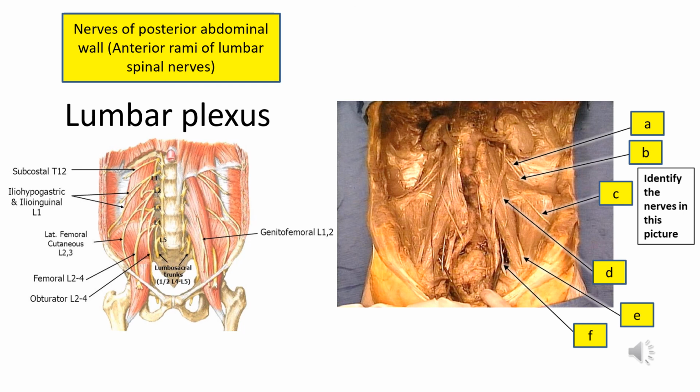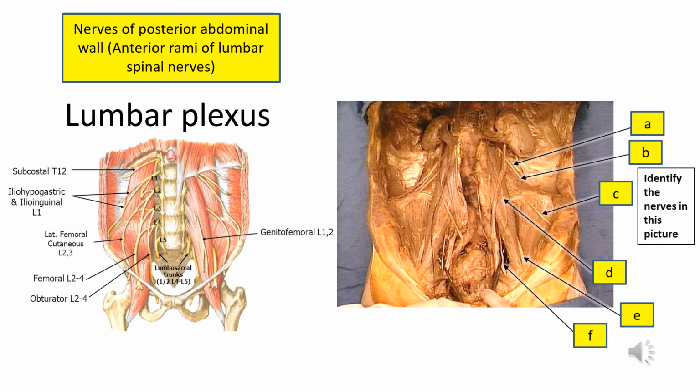I don't have a special mnemonic to memorize the nerves, but there are a few tips to help you memorize them. For example, iliohypogastric and ilioinguinal. The word hypogastric starts with H and inguinal starts with I. So, in alphabetical order, iliohypogastric comes before, or superior to, the ilioinguinal. You can also identify them by understanding the meaning of their names.